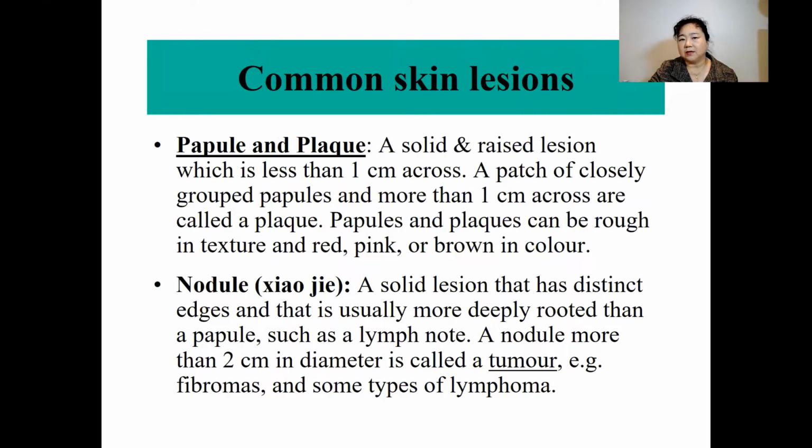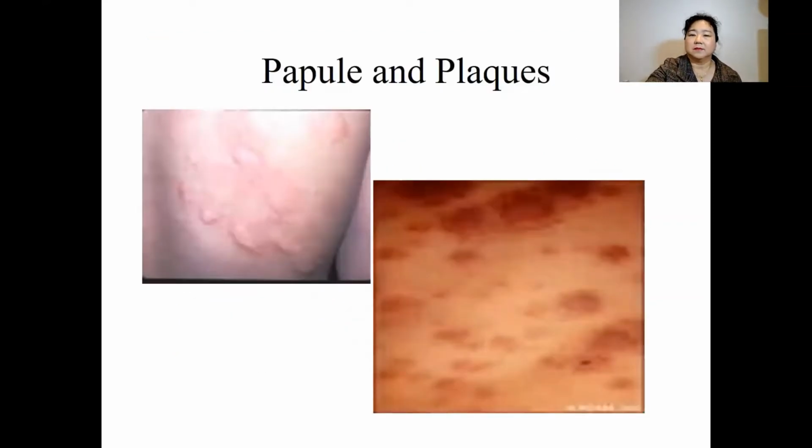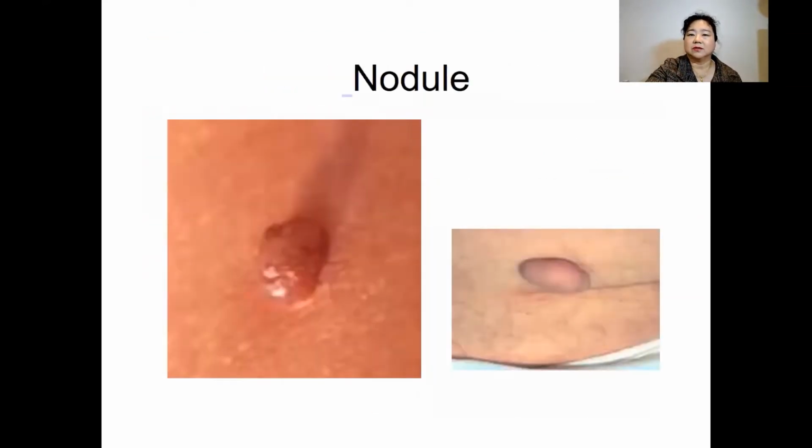A nodule is a solid lesion that has distinct edges and is usually more deeply rooted than a papule, such as a lymph node. A nodule more than 2 centimeters in diameter is called a tumor, like fibromas and some types of lymphoma. Here are some pictures.